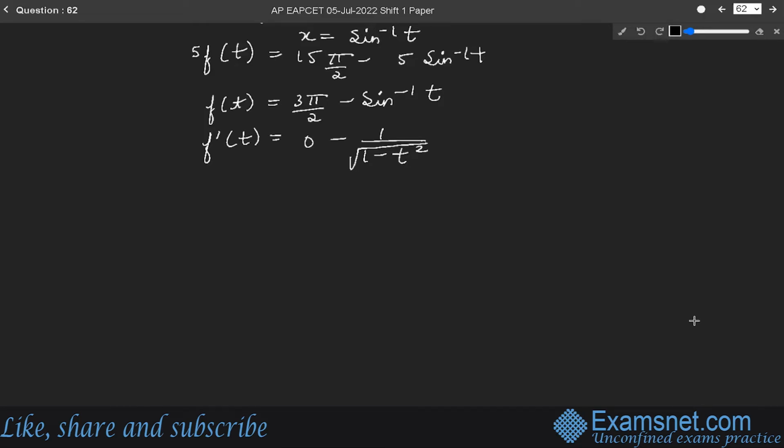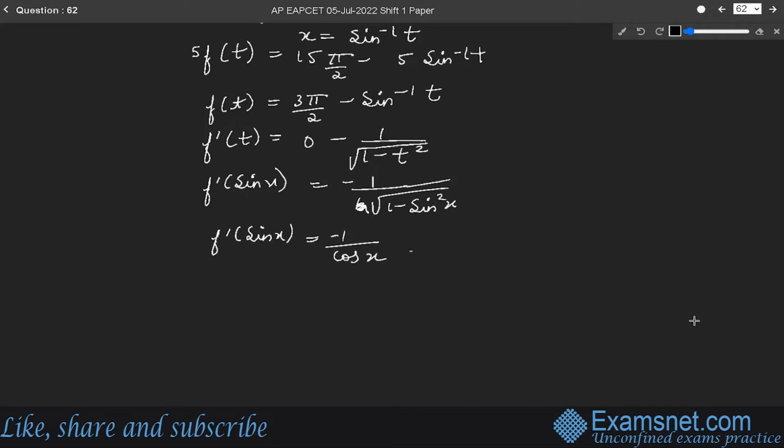Now t is sin x. So putting t is equal to sin x, it will be f dash sin x is equal to minus 1 upon under root of 1 minus sin square x. We know that under root of 1 minus sin square x can be written as cos x. So it will be f dash sin x is equal to minus of 1 upon cos x.